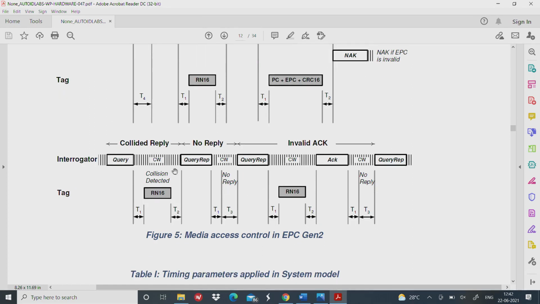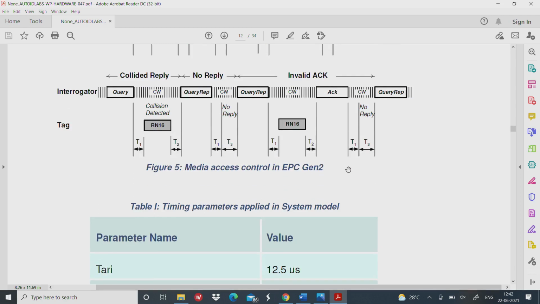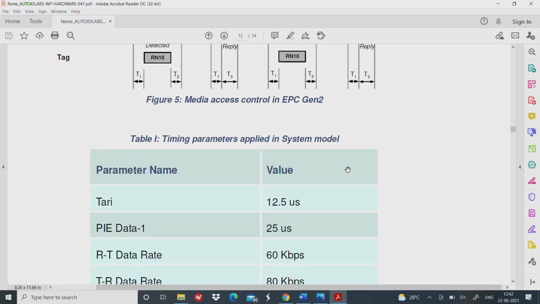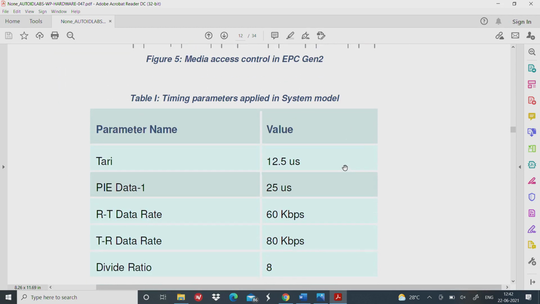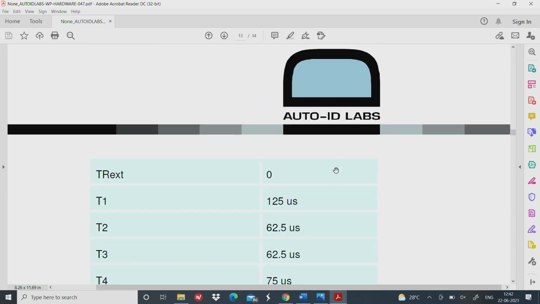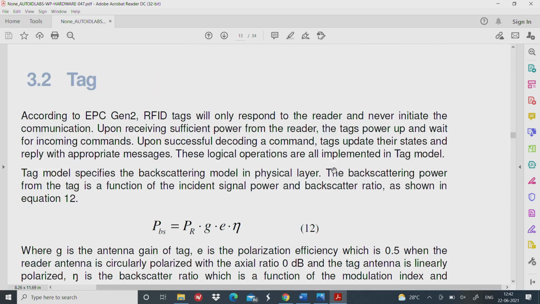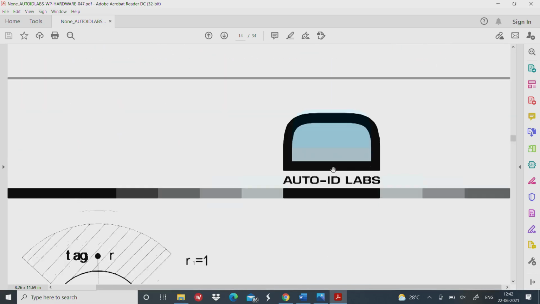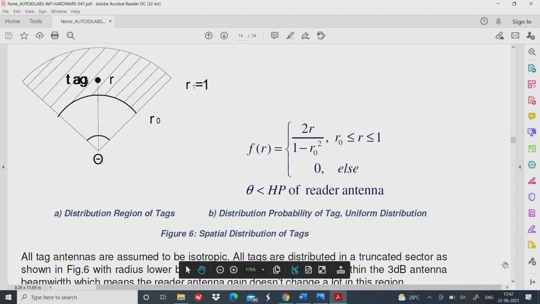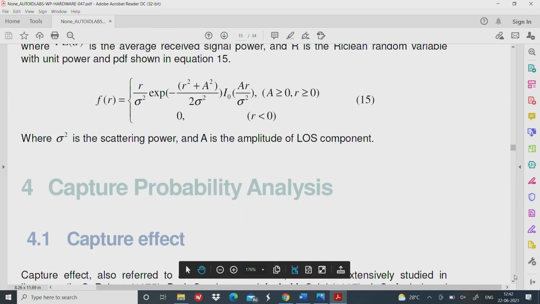Now this is a case of collision. You can see that there is a query and then there is a collision, and then there is no reply coming back, and then there is an invalid ACK and so on. So I would urge you to read this document thoroughly to understand and get a feel of how exactly communication happens, and this is available for easy download. Please do look up this and get a feel for the problem that we have on hand.